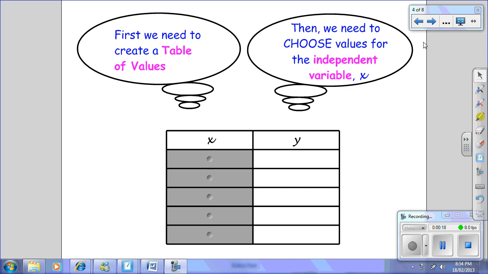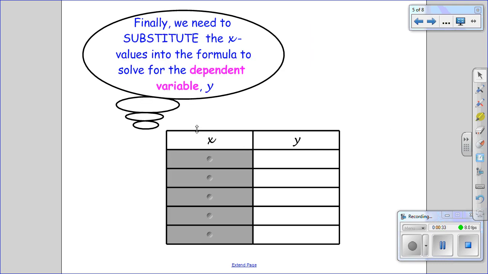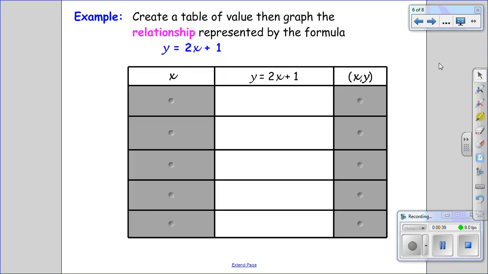First thing I have to realize is I need to create a table of values, and then I need to choose values for the independent variable, x. So I might choose -2, -1, 0, 1, and 2. The next thing I have to do is take these x values and substitute them in to solve for y. And of course I have to follow the guidelines of my good friend BEDMAS.